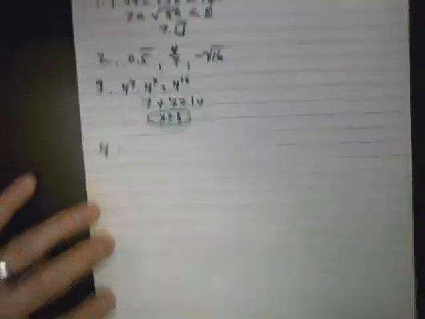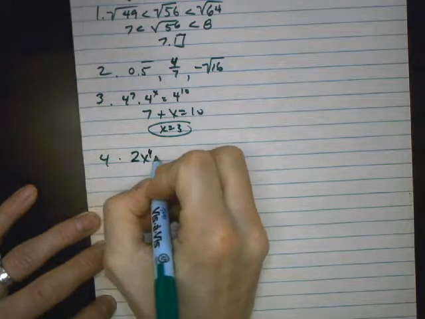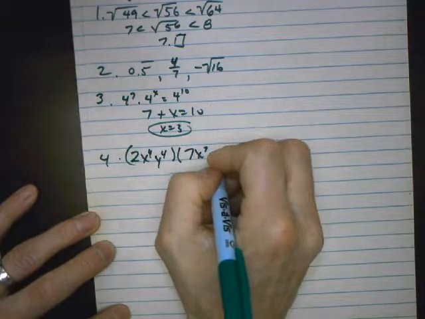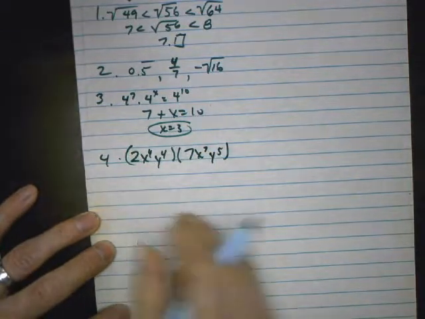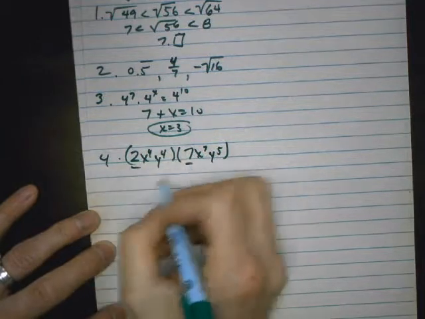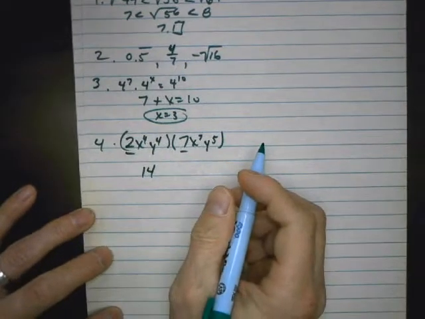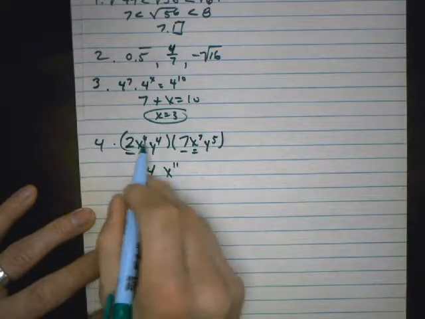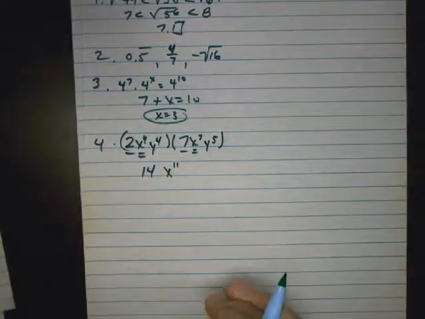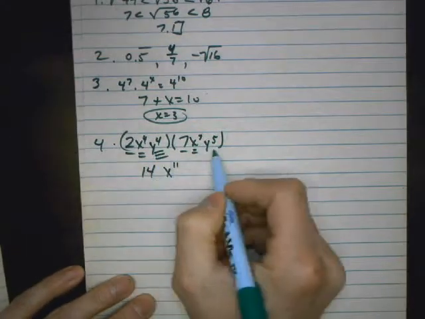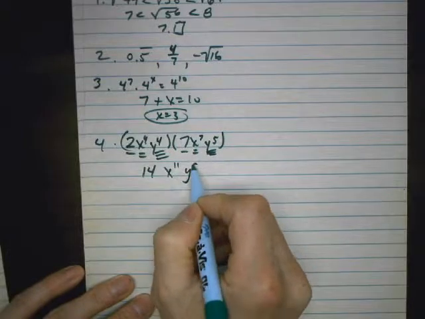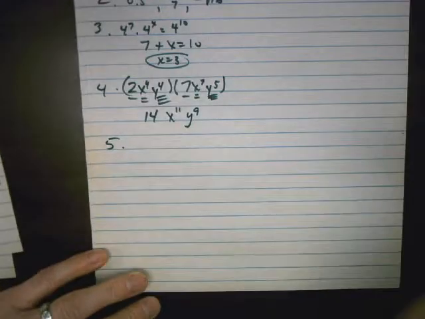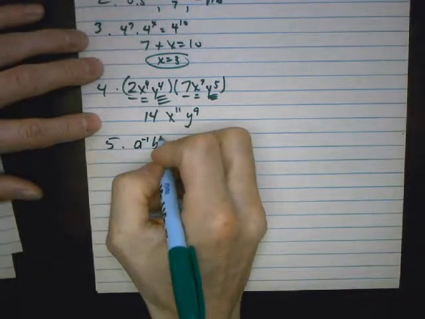Number 4 says we're going to simplify 2x to the 4th power, y to the 4th, all times 7x to the 7th, y to the 5th. Make sure I copied that correctly. This is multiplication, so I multiply my coefficients. 2 times 7 is 14. Multiply my x's. I copy the base and add the exponents. 4 plus 7 is 11. And then I do my y's. Copy the base and add the exponents. And there's my answer.